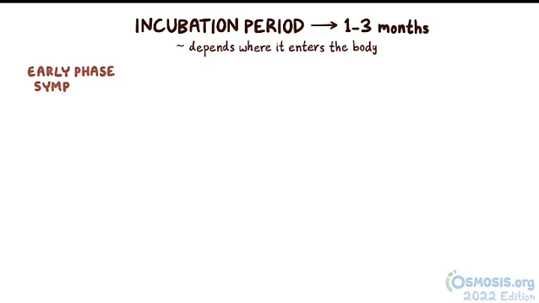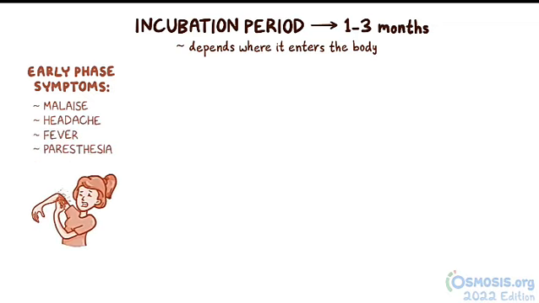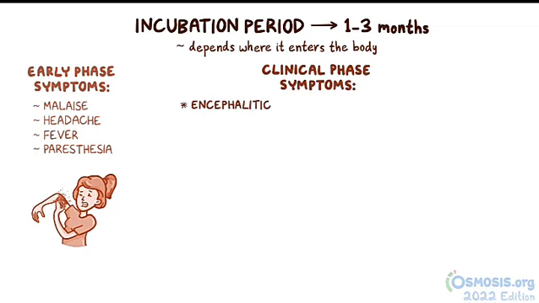In the early phase, symptoms are usually malaise, headache, fever, and paresthesia, or a sensation of tingling, itching, or burning that radiates from the original site of infection. In the clinical phase, there are 2 typical types of symptoms. Encephalitic, or furious rabies, the most common type, involves fever, hydrophobia, or fear of water, and foaming at the mouth from uncontrollable spasms of the pharynx whenever the person tries to drink.